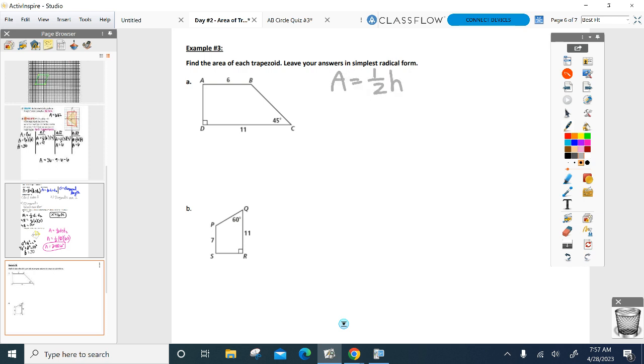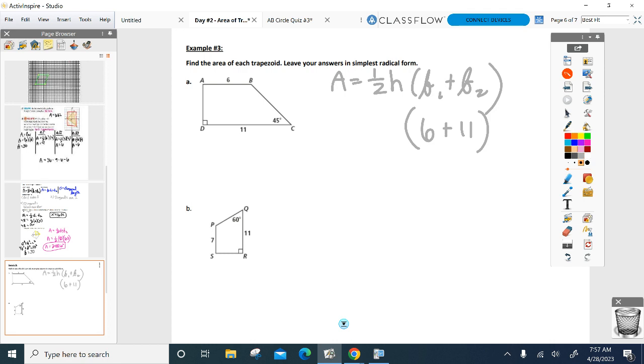1/2 the height, B1 plus B2. All right, I gave you the bases. 6 and 11 are the bases. Again, bases mean the parallel sides of the trapezoid, which are AB and DC. So in for B1, 6, B2, 11. I just need your help finding the height of this trapezoid now. Finding the height.